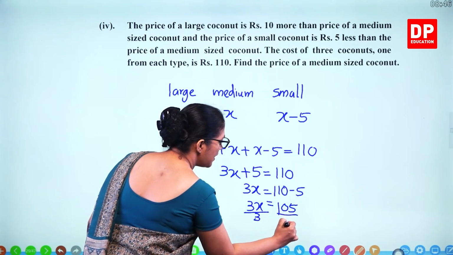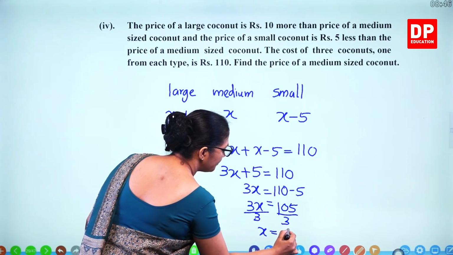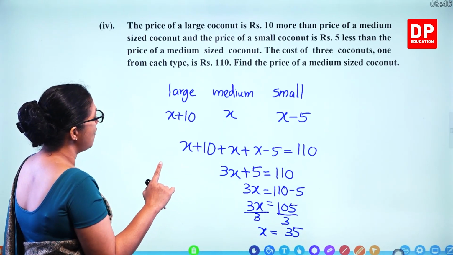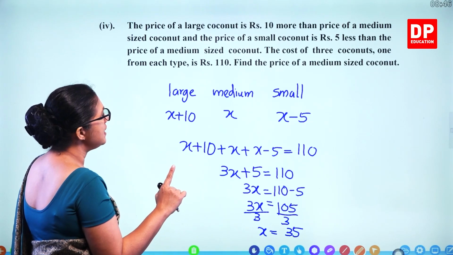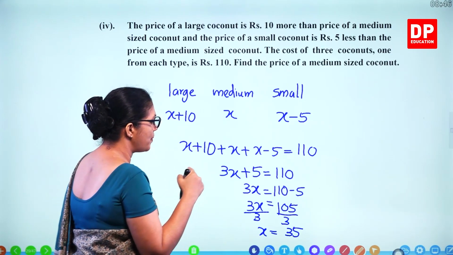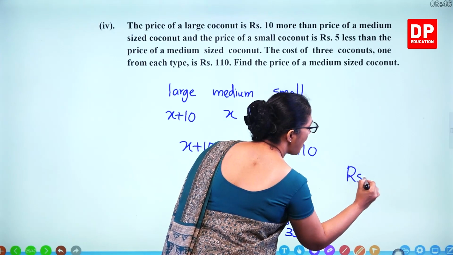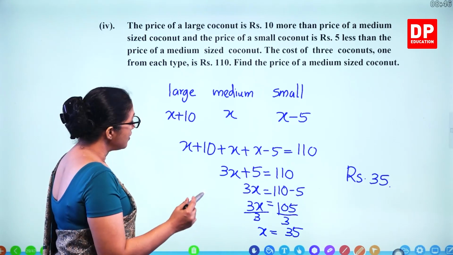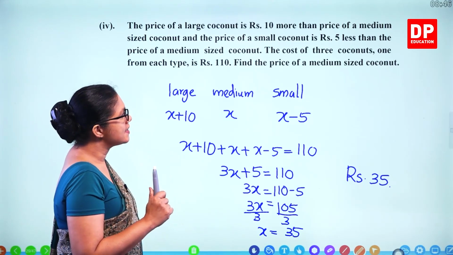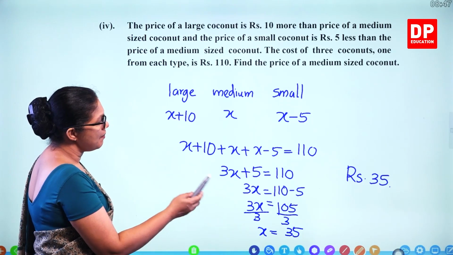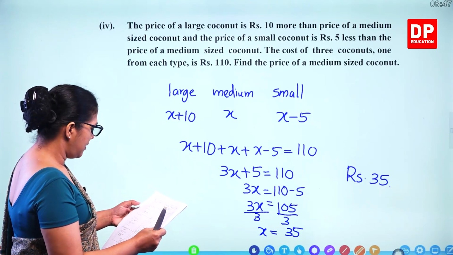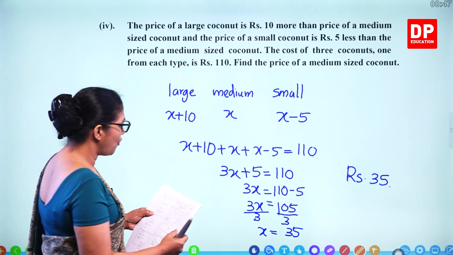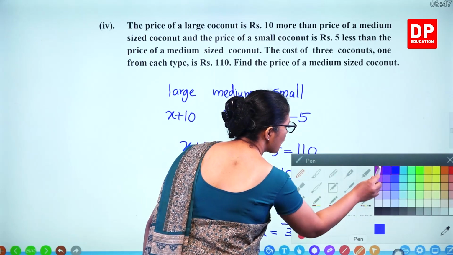Divide by 3, you get the x value, 35. So x is 35. Find the price of a medium-sized coconut, that's x rupees. So 35 rupees. So that's the last part. Now we'll see how many marks for each step. According to the marking scheme, 35 rupees, that's 2 marks for the last part. So we'll give marks this way.